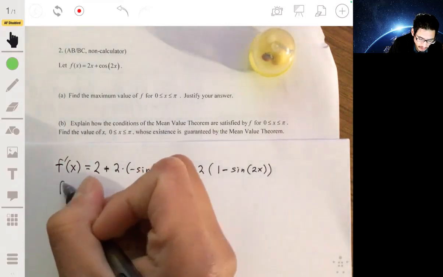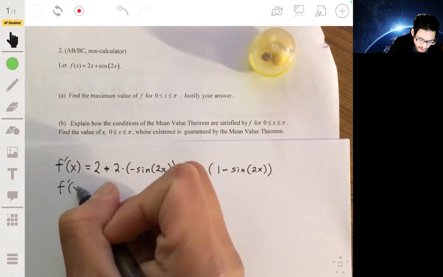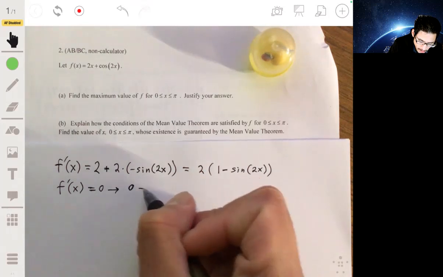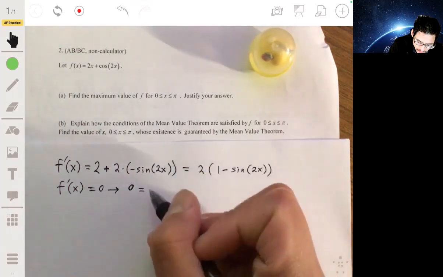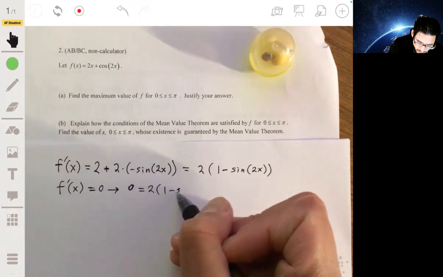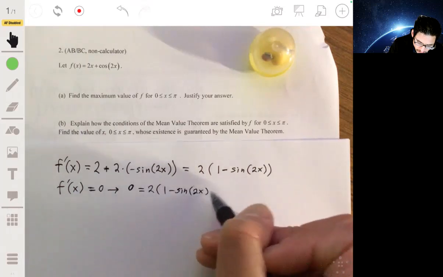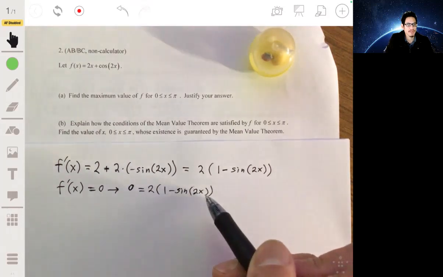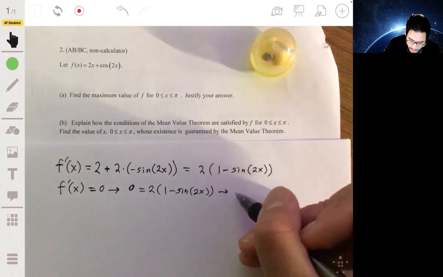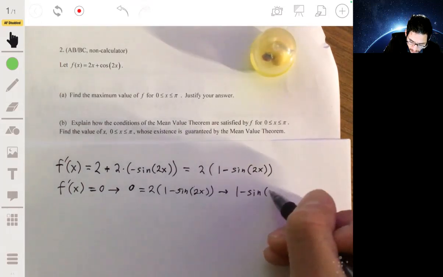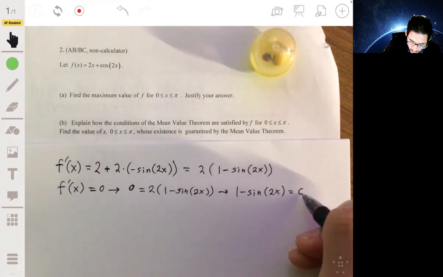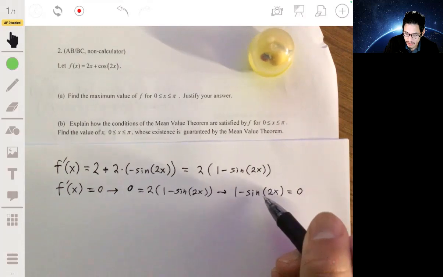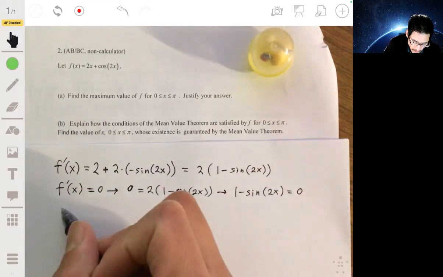All right, so we have to find now where the derivative is 0 or where it's undefined. We're going to make this equal to 0. So for this equation to be 0, that means 1 minus the sine of 2x has to be 0. And then that means the sine of 2x has to be 1.